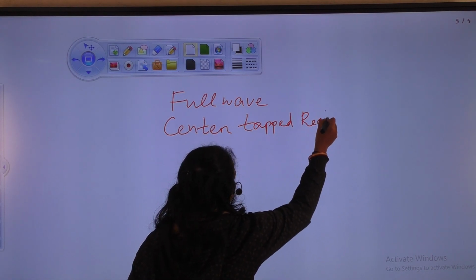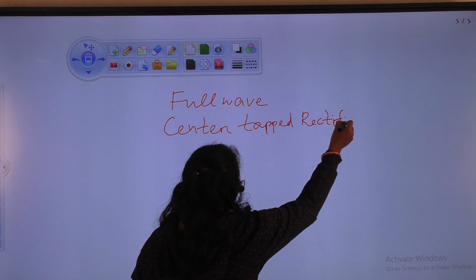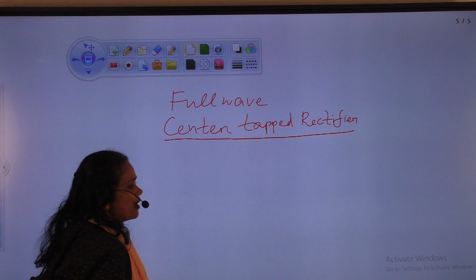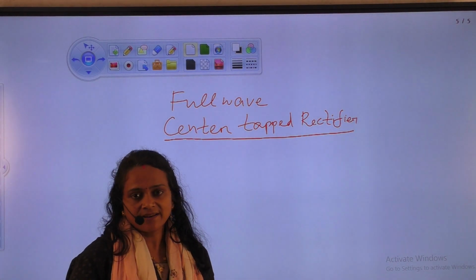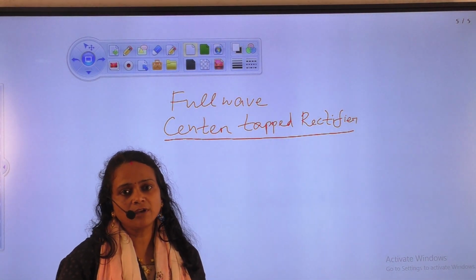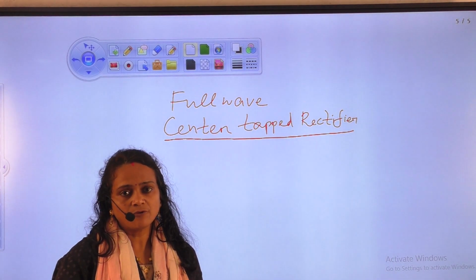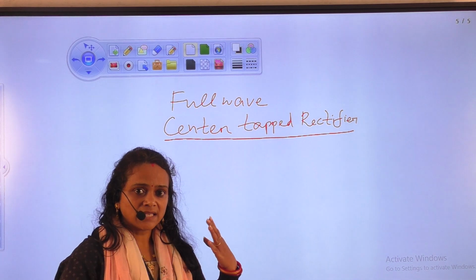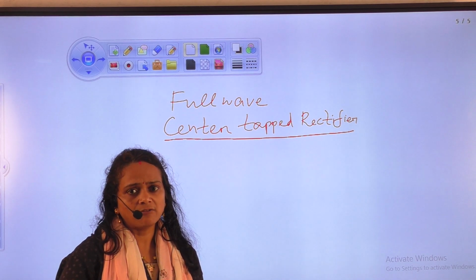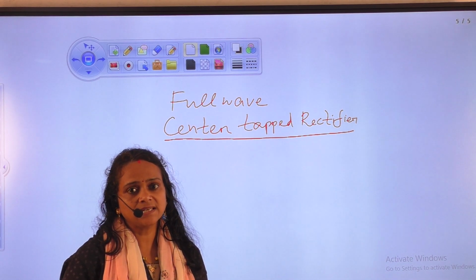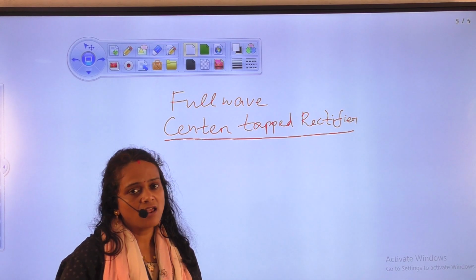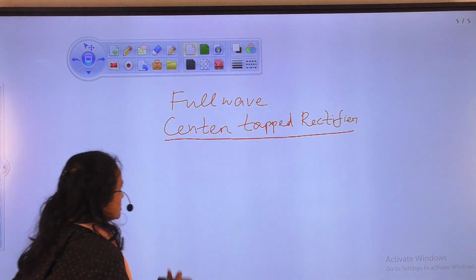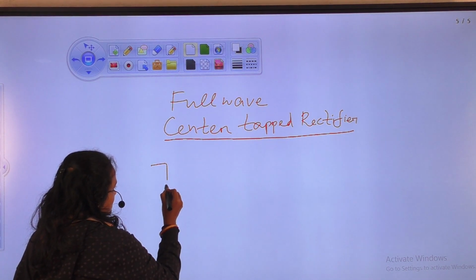In the half-wave rectifier, we use only one diode. So we generally think that if we use one diode for one half cycle, then if a circuit consists of two diodes, it can easily rectify both half cycles. So in the center tap rectifier we use two diodes. So the circuit looks like this.